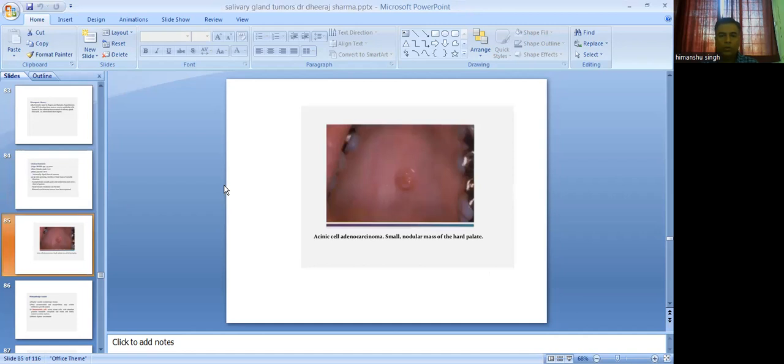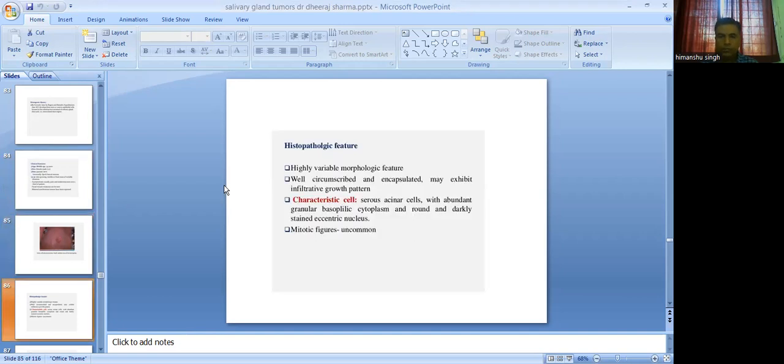As you can see, the acinic cell adenocarcinoma is seen as a small nodular mass on the hard palate. The histopathologic features are highly variable; it is well circumscribed and encapsulated, and may exhibit infiltrative growth patterns.